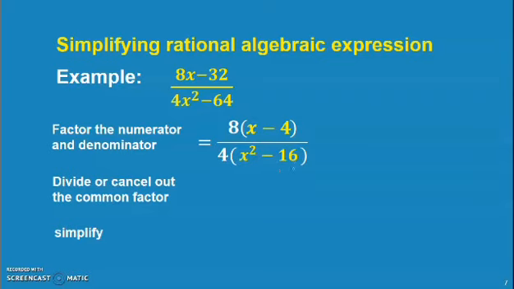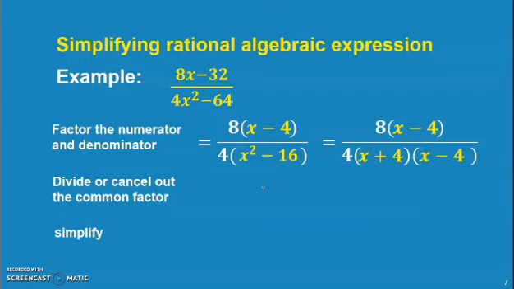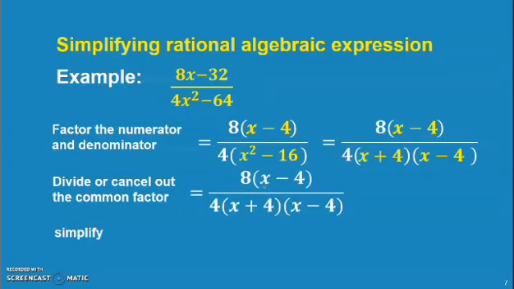But, ang ating denominator can be factored out by the difference, sum and difference of two squares. So, the square root of x squared is x, and the square root of 16 is 4. So, we have x minus 4 and x plus 4. So, we will cancel out the common factor, which is the x minus 4.